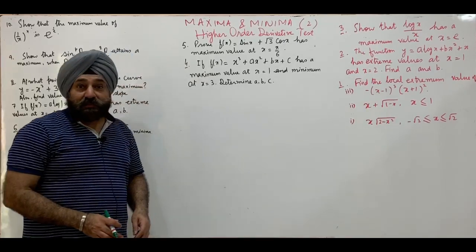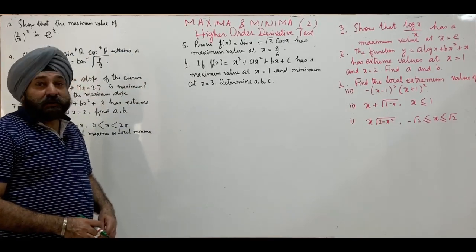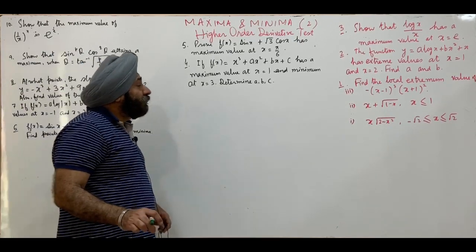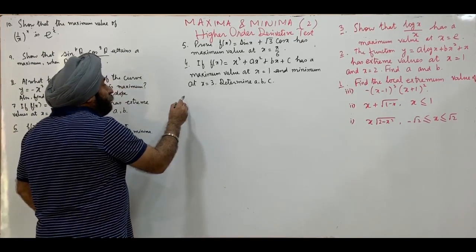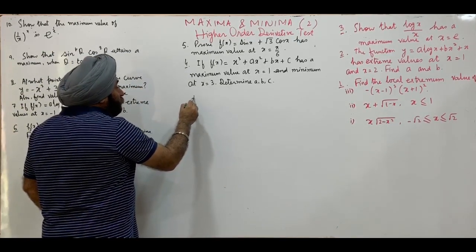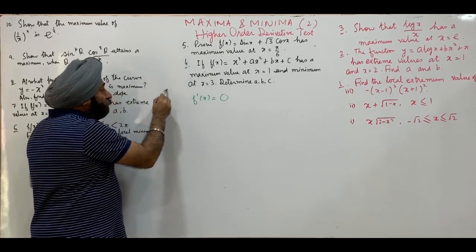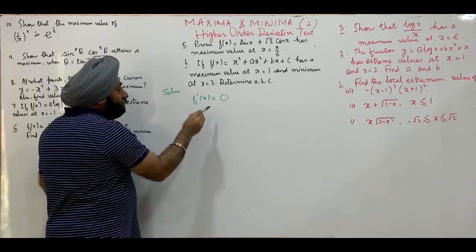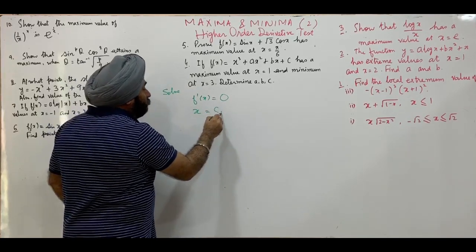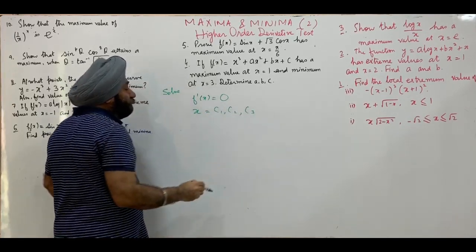We continue with maxima and minima. Today we will study the higher order derivative test. So what do we study here? The first step is that we equate the first order derivative equal to 0 and solve this. Let's say on solution we get x is equal to c1, c2, c3.